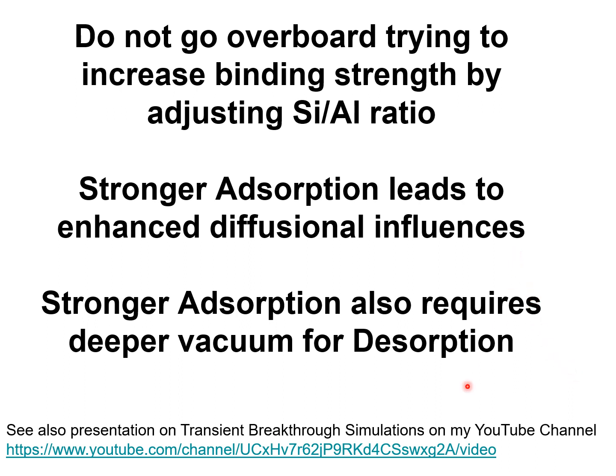A further point to note is strong adsorption also requires a deeper vacuum for desorption, and therefore in choosing the silicon to aluminum ratio to be used in faujasite zeolites as adsorbents in fixed bed adsorbers, we need to take into account the entire adsorption-desorption cycle along with diffusional influences before making the appropriate choice of the degree to which extra framework cations need to be added.